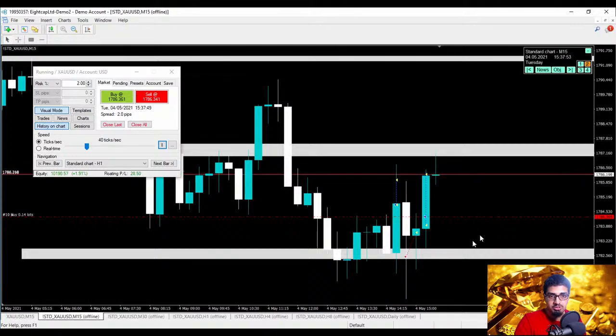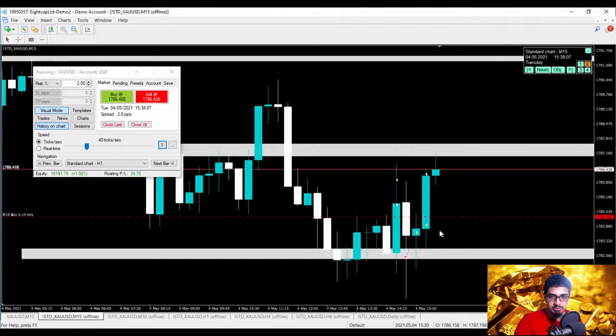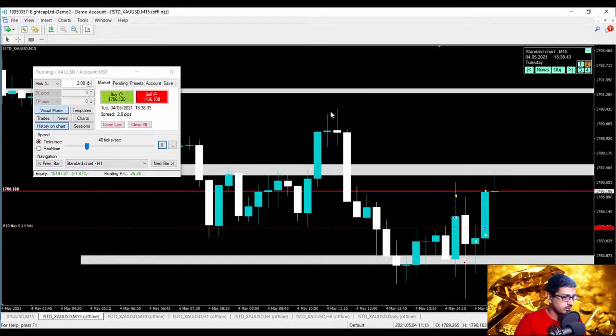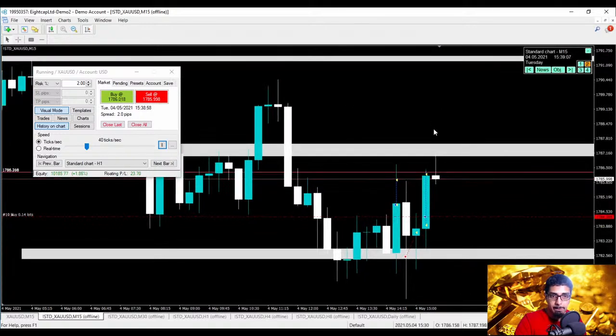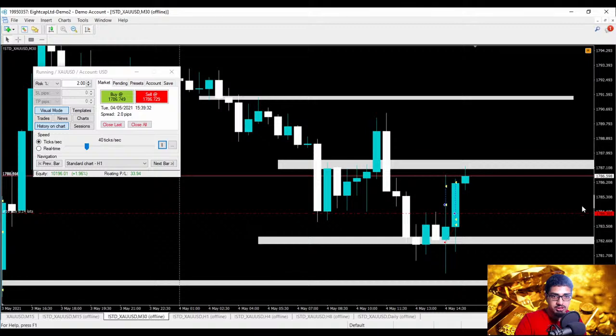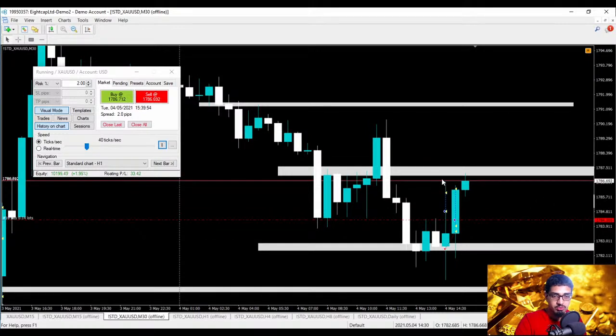So I will let this position go. If it gets stopped out, it gets stopped out. I want price to reach at least up to here, this resistance over here. We are seeing these nice pushes. We have filled this wick.